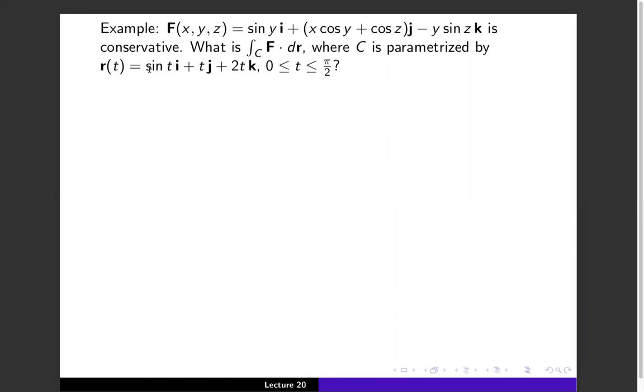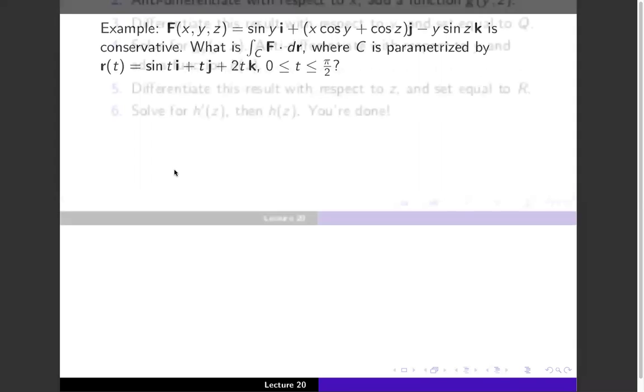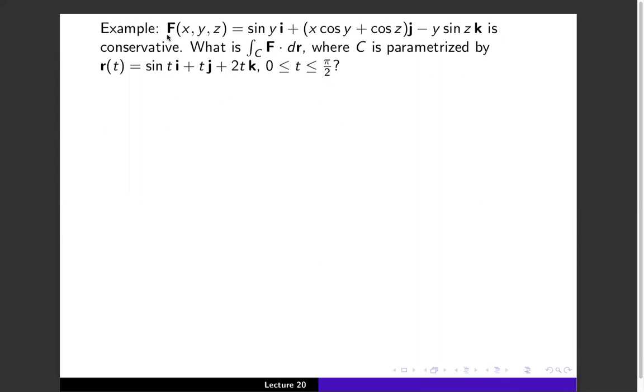So let's do one more example of this. This vector field is conservative. The vector field in question is obscured by my control panel, so I'm going to try to move this around a little bit. Okay, so the vector field that we have is sine y i plus x cosine y plus cosine z j minus y sine z k. That's conservative. So we want to know what the integral of f dot dr is.